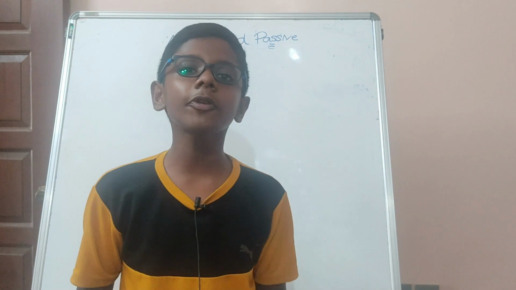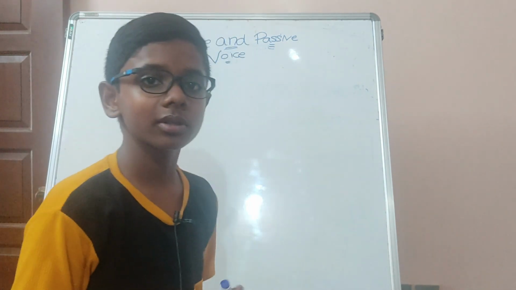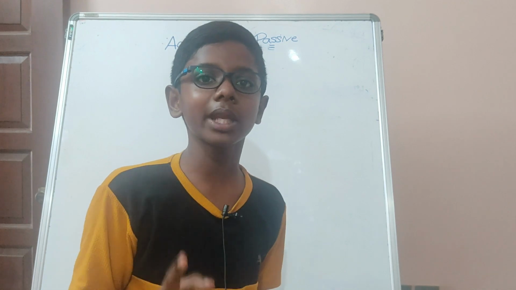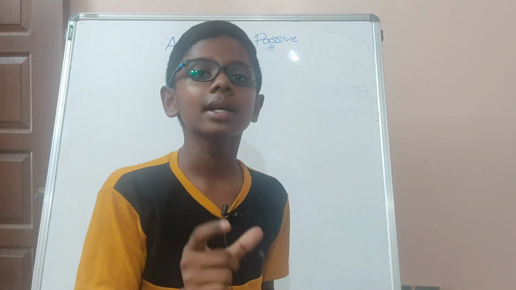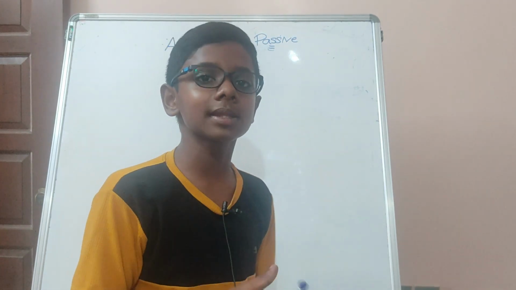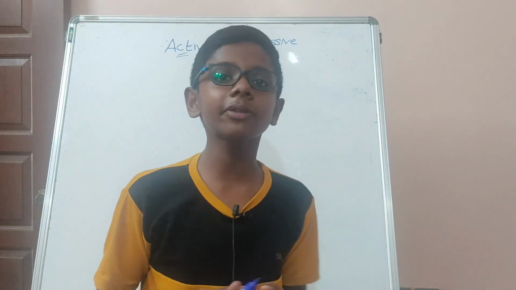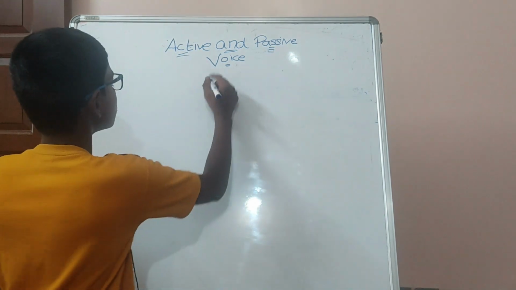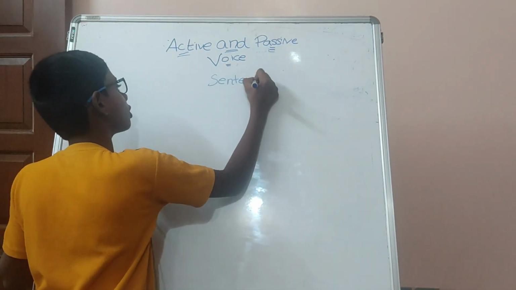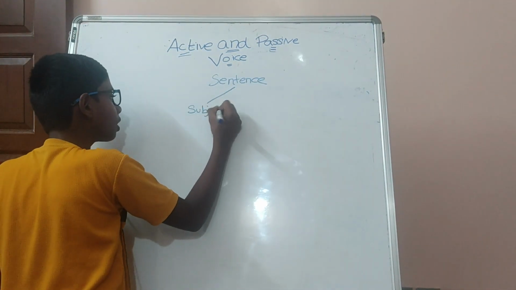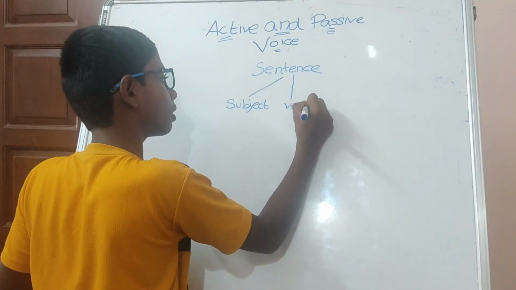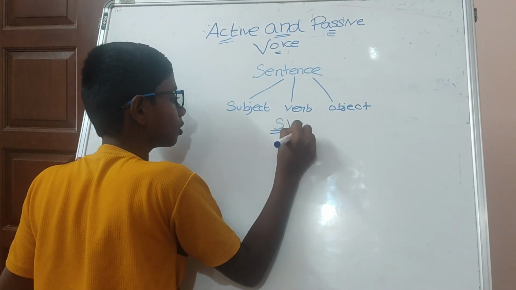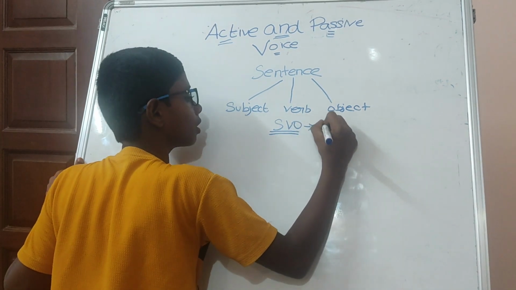Now, first of all, what's an active voice? Before seeing that, we have to see something very important. A sentence contains 3 major parts. So first of all, let's start with a flow chart. Sentence. First of all, it's subject, verb, object. S, V and O of a sentence.